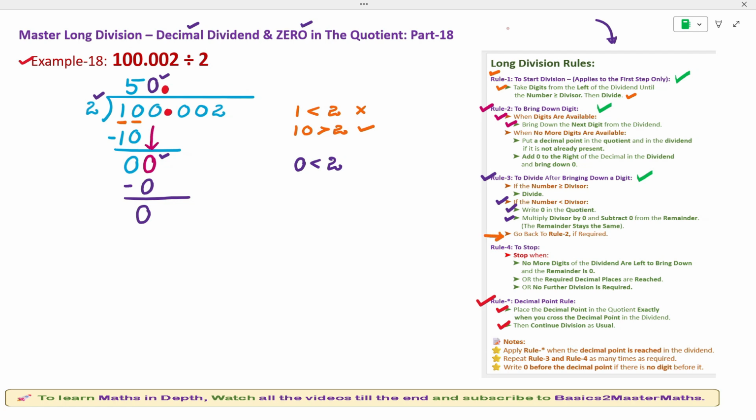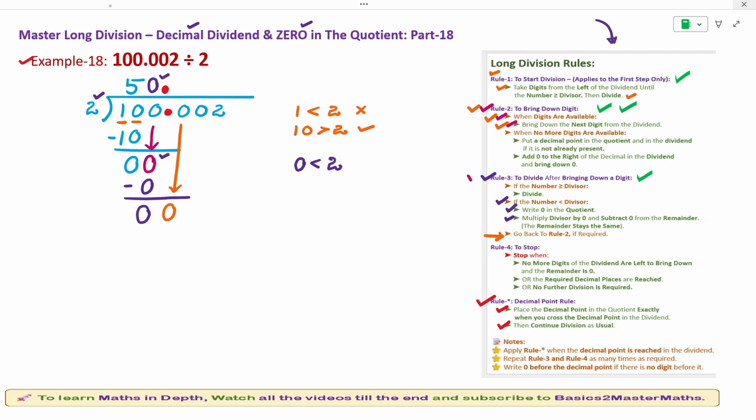Let us go back to rule 2 again. When digits are available, bring down the next digit from the dividend. In this case, since the digits are available, bring down the next digit 0. Now, rule 2 is complete for the second time.